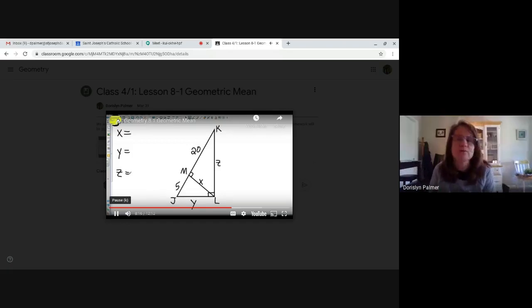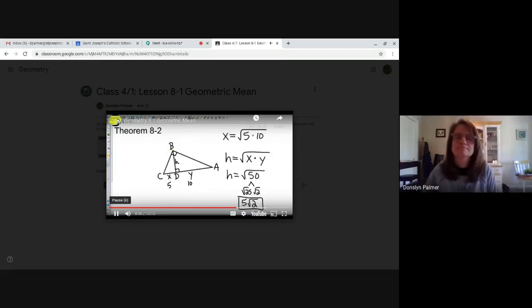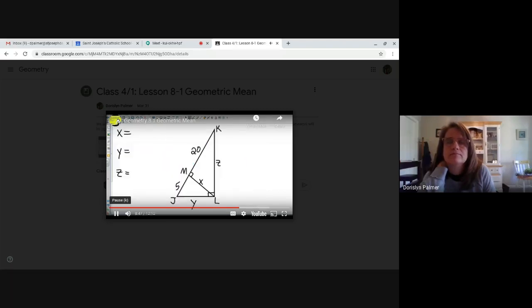Let's see how they do it. They might use the theorem for all of them. Okay, so what I'm going to look at first is x. I notice that it's an altitude, and it is drawn to that opposite hypotenuse. So the theorem that I'm going to use is Theorem 8-2. Remember that the altitude is the geometric mean between the two pieces that have been created. So in this case, the two pieces are the 5 and the 20. So x is congruent to the square root of 5 times 20.